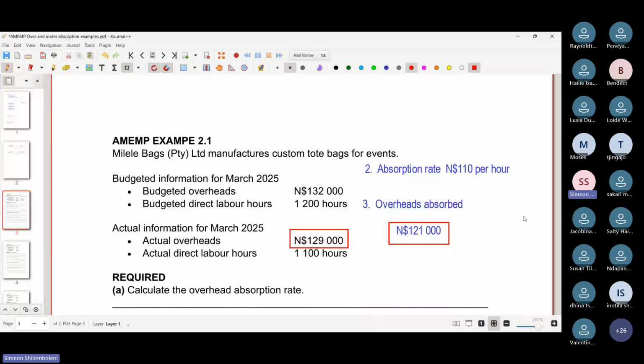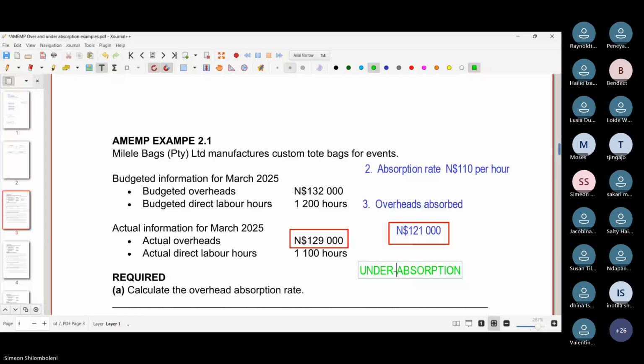What happens in that case? Under absorption. So we agree it's under absorption. Yes, sir. All right. So this question is done. So this is under absorption. Now we go to the next question.